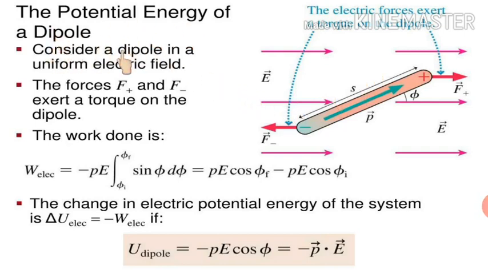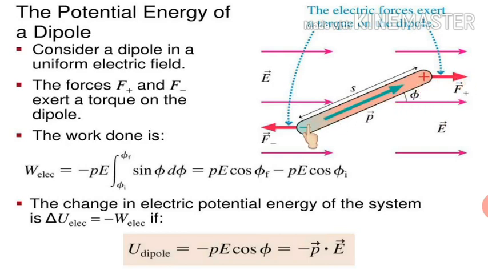Next topic is the potential energy of a dipole, of an electric dipole. We have already discussed that an electric dipole is placed in a uniform electric field. Two charges are there, this is positive, this is negative, which are separated by a distance. The dipole moment is making an angle phi with the electric field.